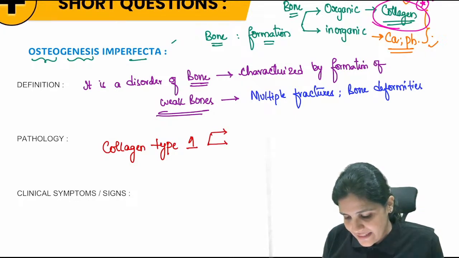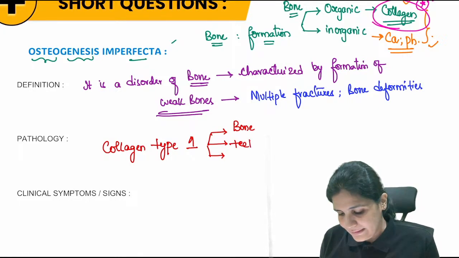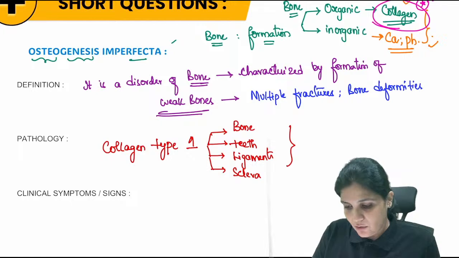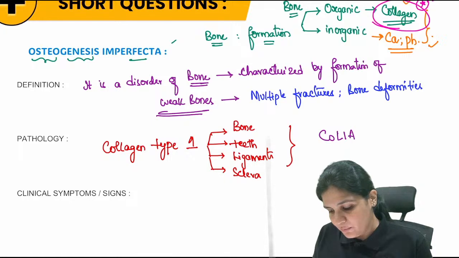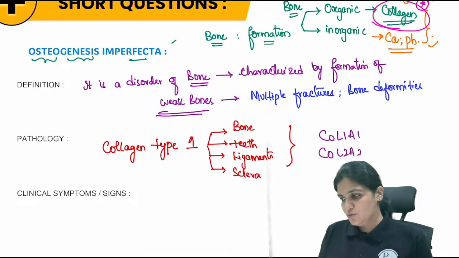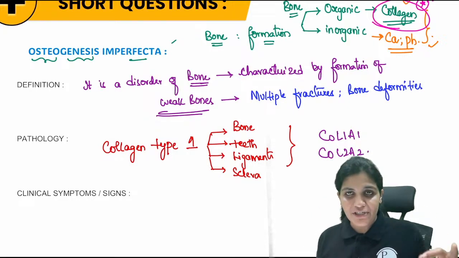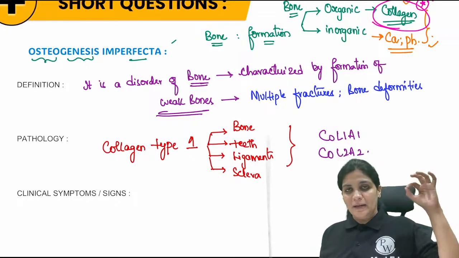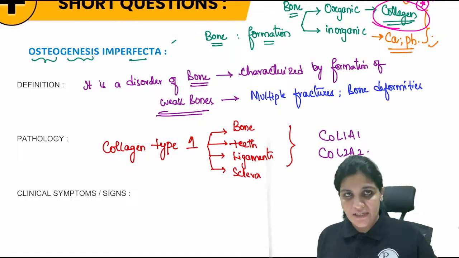So where all can you see this collagen type 1? First and primary, I told you it is bone, then your teeth, then your ligaments, and your sclera. Because of this deficiency of type 1 collagen, and what are the genes responsible for it? It is Col1A1 and Col1A2. So this is what you have to write in your answer. First you will always start with the definition, and you also know the basic behind the definition, that is bone has certain components, and because of that primary component, which is the collagen, which is deficient, this will result in a condition which is called osteogenesis imperfecta.